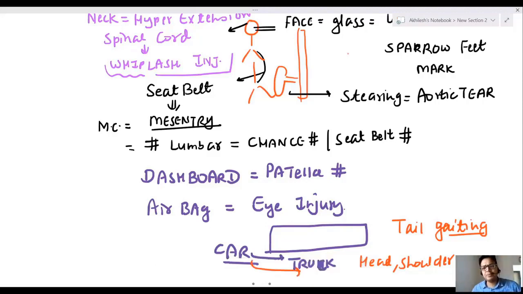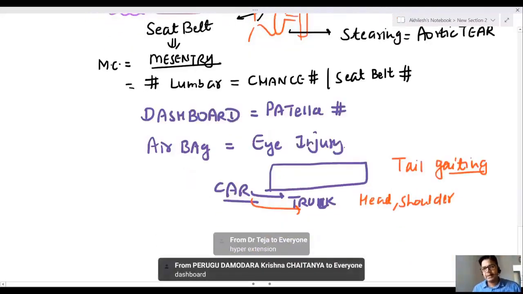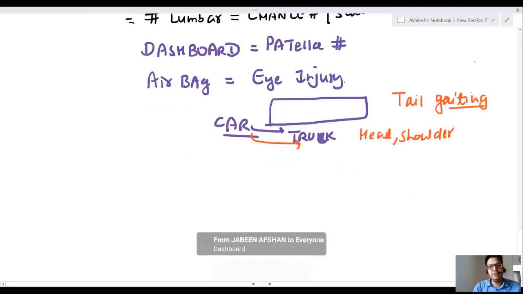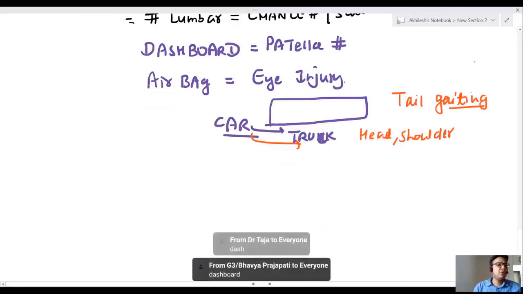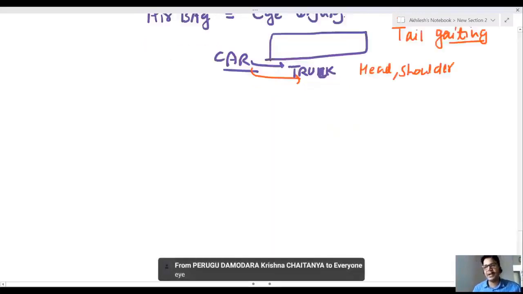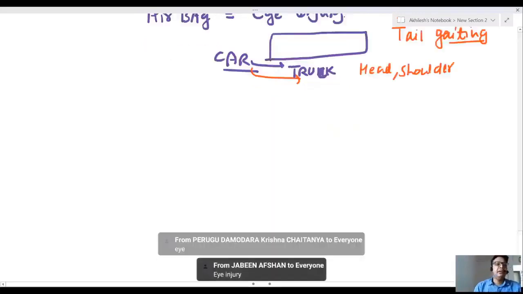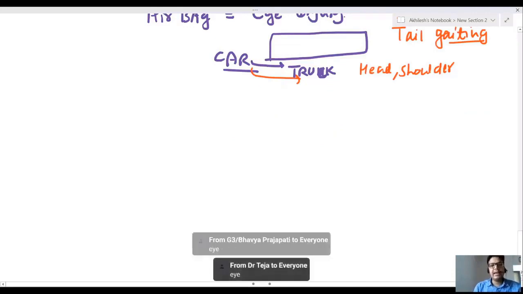Patella fracture is due to which part of the car or vehicle? Yes, it is dashboard injury. The dashboard is what is in front of you. What is the most common site of airbag injury? Everyone knows, if the airbag opens, where will you get the most damage? You will get damage to the eyes. Airbag injuries.